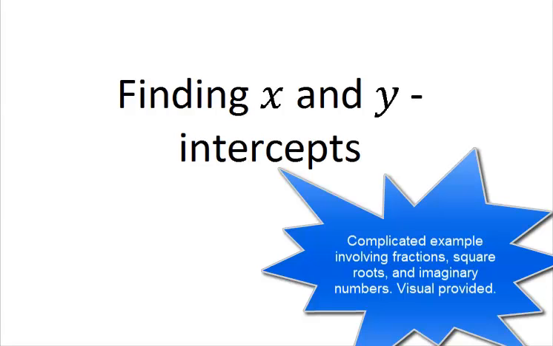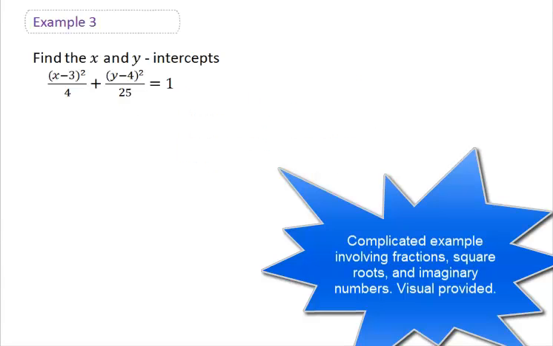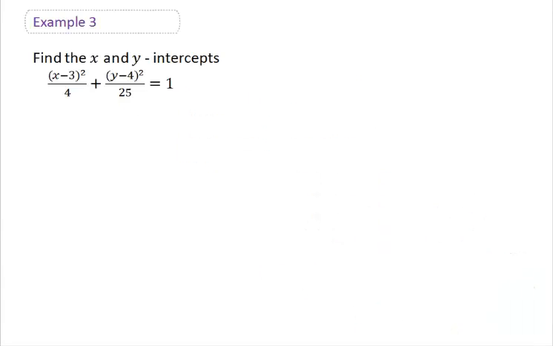Finding x and y intercepts. Example 3. (x minus 3) squared over 4 plus (y minus 4) squared over 25 is equal to 1.